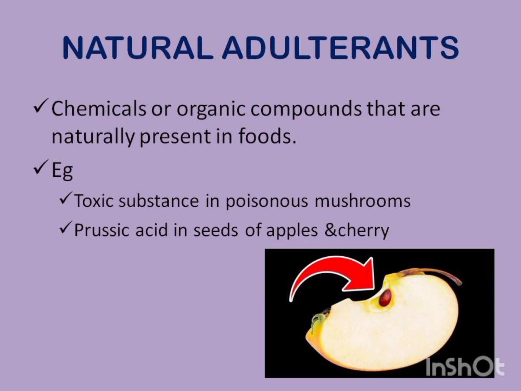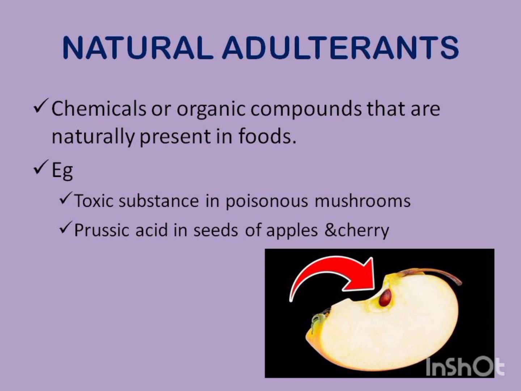Here we go with the first adulterant type, that is natural adulterant. If chemical or organic compounds that are naturally present in the food alter the quality of a food, it is called a natural adulterant. The best example we can say is mushrooms. Some mushrooms are poisonous, right? So toxic substances are naturally present in that mushroom. Those toxins act as an adulterant and cause adulteration in the mushroom.